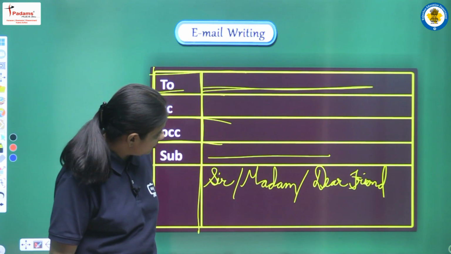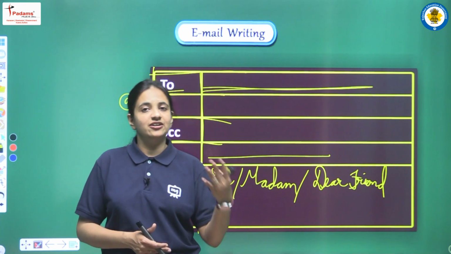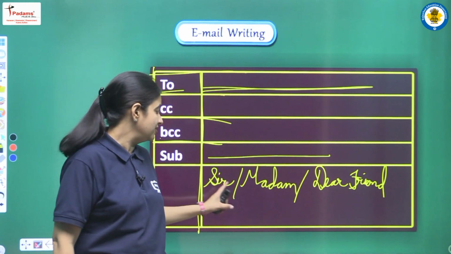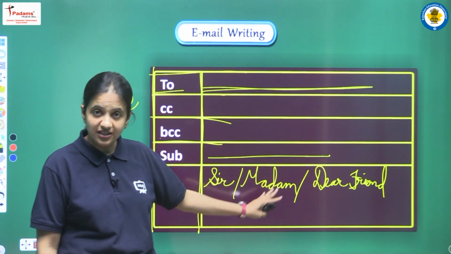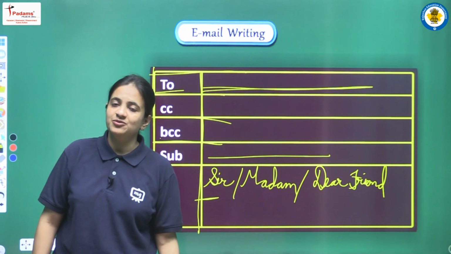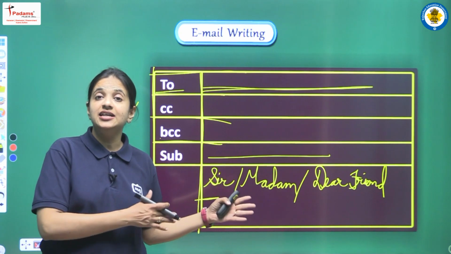Similarly, if you are writing to your family members, then also you can write "Dear father", "Dear mother", "Dear brother", "Dear uncle", "Dear aunt". In this manner you can choose any appropriate salutation here, and after that, from the next line, you can start your subject matter, all the things that you want to write in the email.